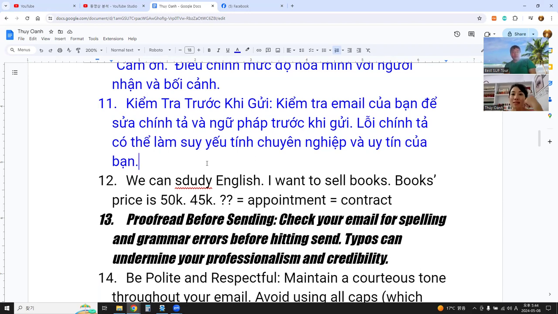Okay. Yes. And then "kiểm tra" means check, proofread. Before sending your email, check your email for spelling.